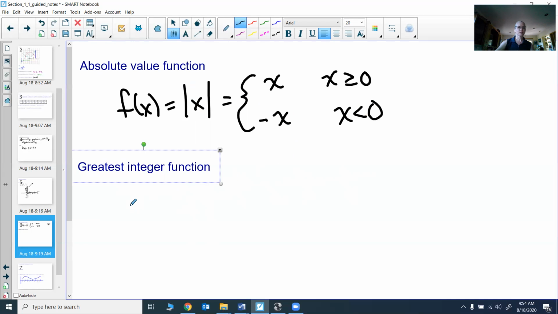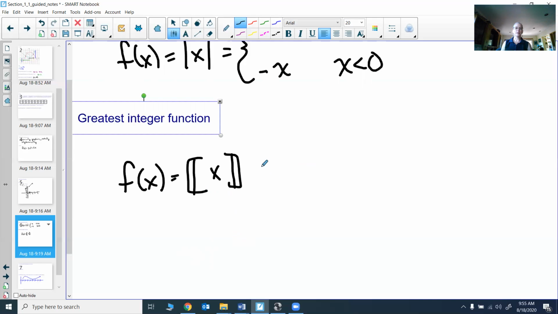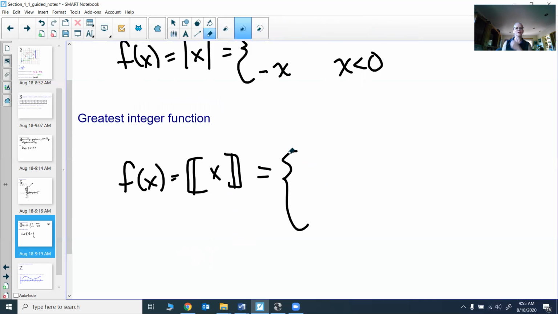So there's another piecewise function. Another piecewise function is what is called the greatest integer function. You have probably not seen this function. The way we write it looks a little different. It's represented like that, and this is known as the greatest integer function. It is a piecewise function, but I'm not going to write it as piecewise because it's a little hard to write. Basically, your answer is going to be the greatest integer that's less than that value.